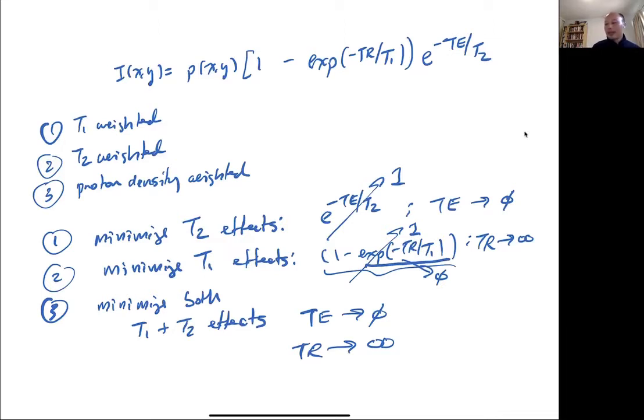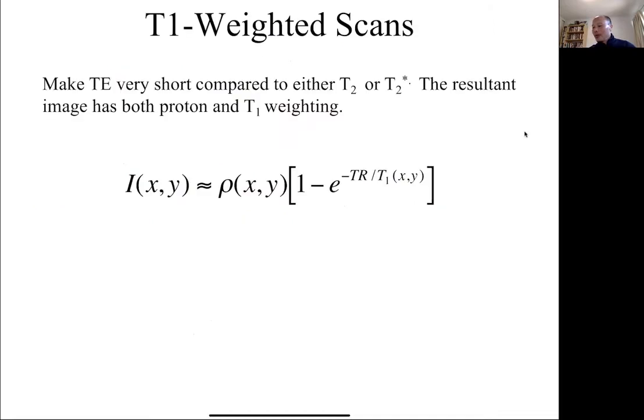All right, so that's the basic idea. And then beyond that, there's still going to be some selection of TE and TR, which we'll talk about next. But the general idea is these are some of the initial concepts that you want to have in mind: you're trying to get rid of either T2 or T1 weighting or both in these different types of contrast. So as we said before, T1 weighted is we make TE very short compared to either T2 or T2 star, so that the T2 weighted term is gone, and we're just left with a proton density term and a T1 weighted term.